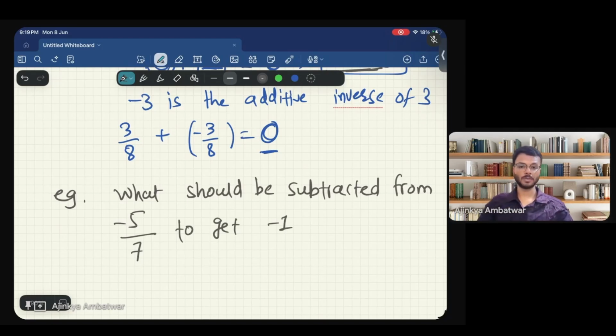Let's see how you tackle this problem. Simple है बहुत simple. Minus 5 by 7 में से what should I subtract, so I get minus 1? Yes, from minus 5 by 7, what should I subtract? What should I remove? Are you sure? How will I get minus 1?